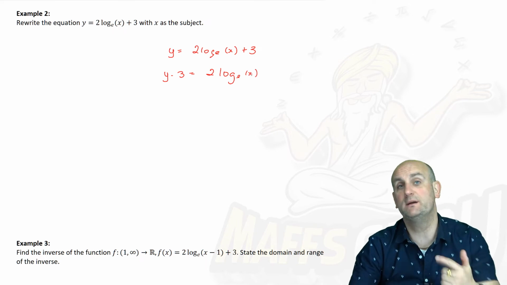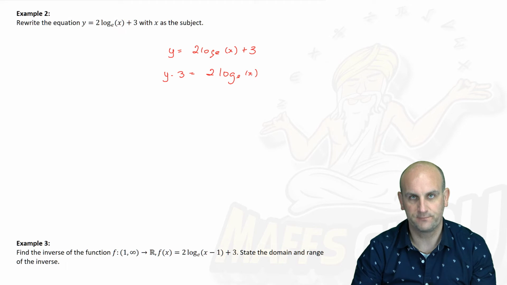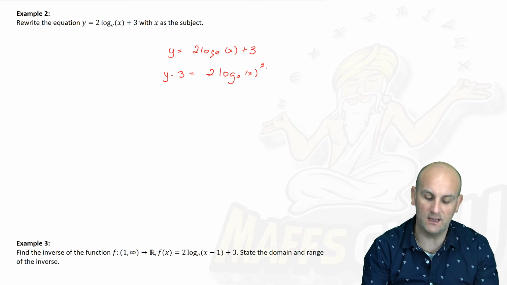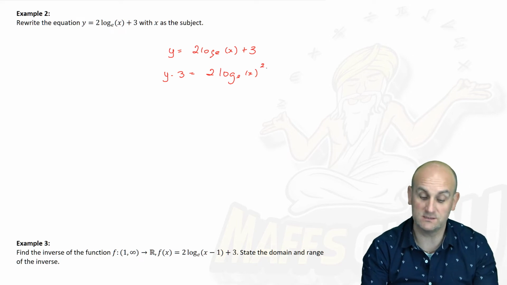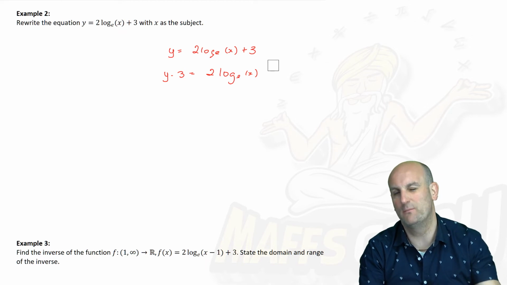Now, interestingly, one of my students then said, well, what's the best thing to do with the 2? And I was like, what do you mean, what's the best thing to do with the 2? And she said, well, I could write that 2 and put it up here and then square root. And I was like, oh, interesting. You could, but in my view, that would make things a little bit more complicated.